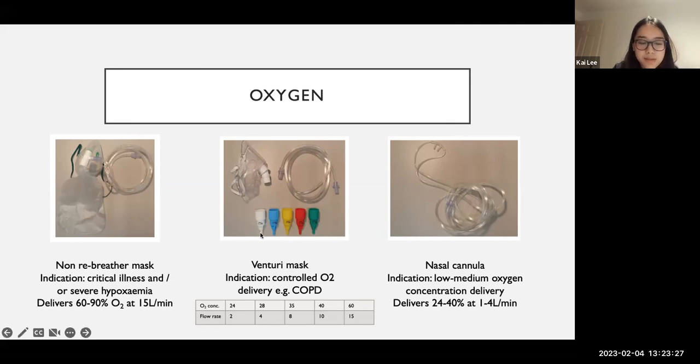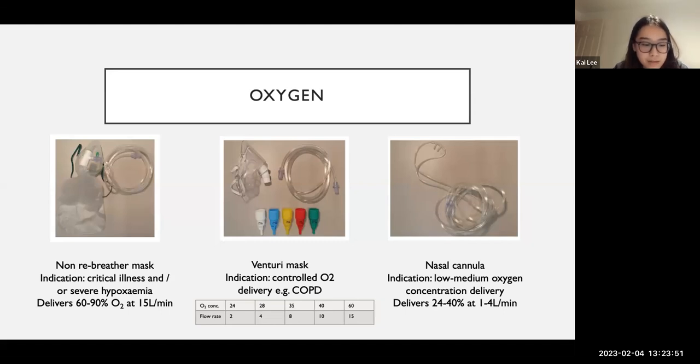There are other options, including the Venturi mask, which would give you a fixed flow rate depending on the different color of the Venturi mask you used. The important thing to know about these masks is that you don't try to turn off the flow rate. You will have to change the mask to ensure that you're giving the exact flow that you're requiring.